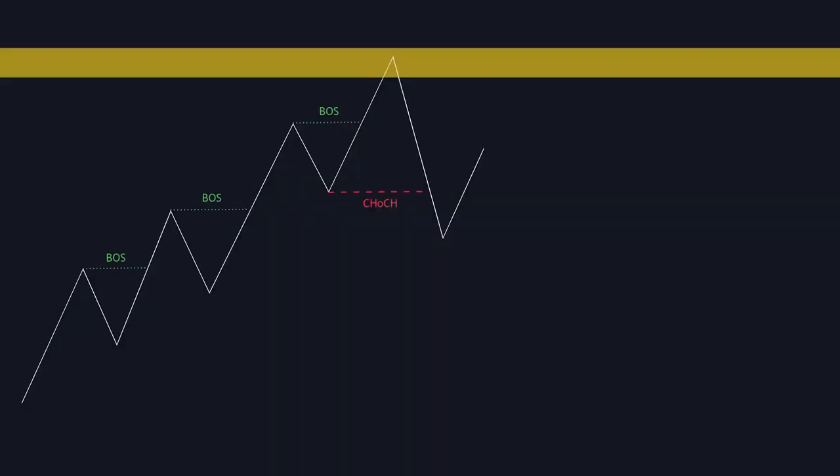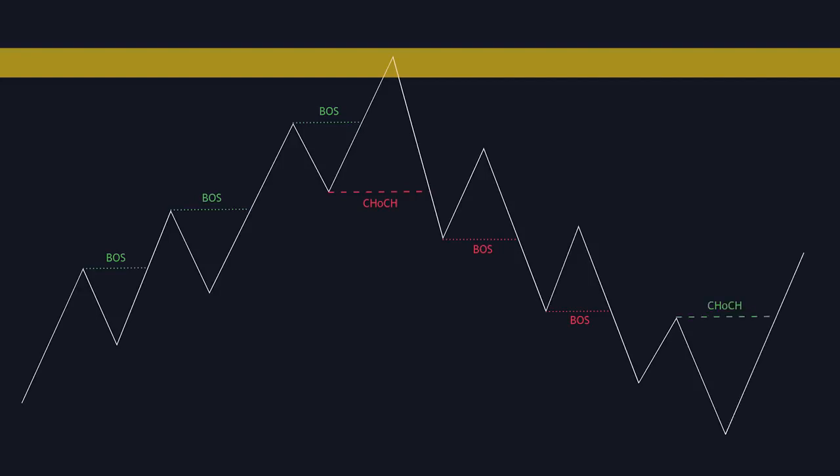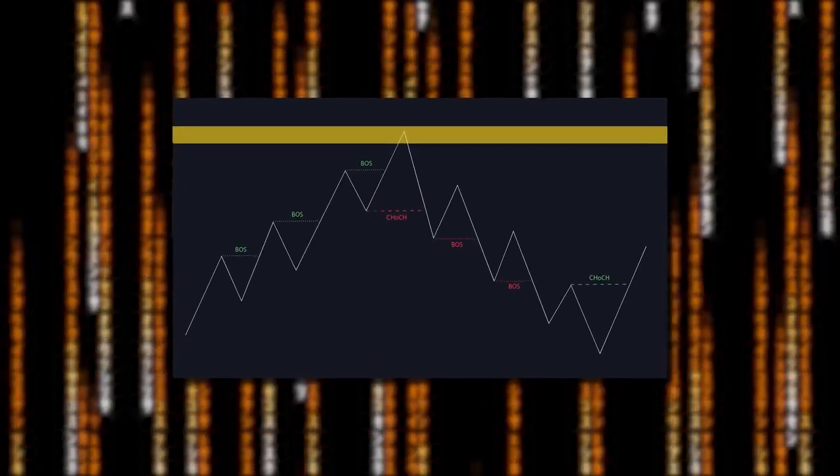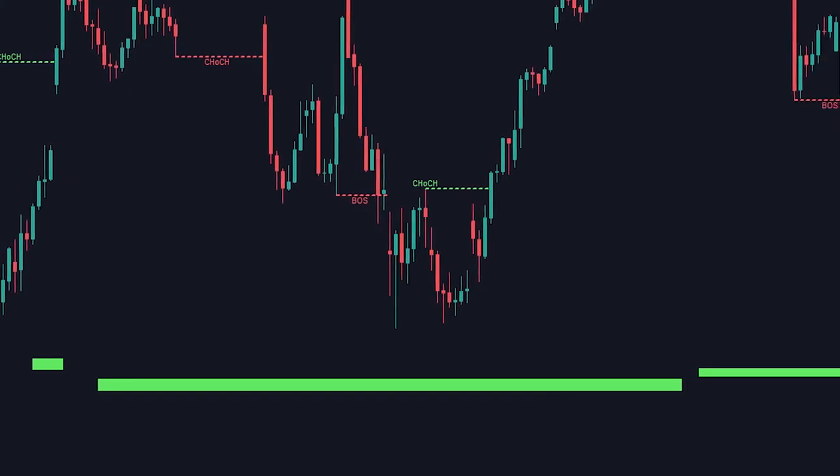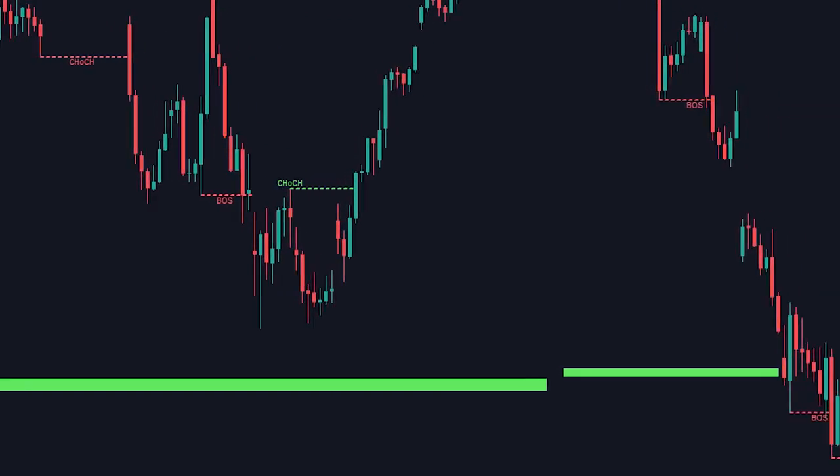Big difference. Once we have a change of character in an area of interest, we can expect price to start heading in the opposite direction, downwards, making lower highs and lower lows, creating bearish break of structures. Then once it comes to the bottom, it'll repeat the whole process again by creating a bullish change of character. So that's the idea behind the strategy. Very simple, but there are some specifics we have to go over to make this strategy as successful as possible.